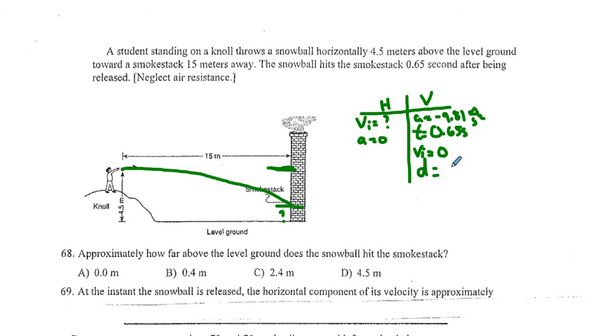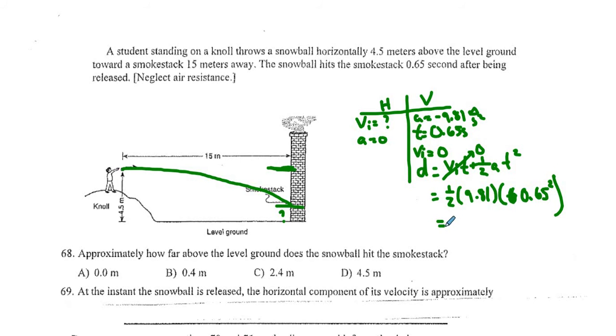Okay? So since d equals VIT plus 1/2 AT squared, the initial velocity in the vertical is 0. I take my 1/2 times 9.81 times 0.65 squared. And when I plug that in, I get a value of 2.1 meters. Okay, and once again, this is not how far it is above the ground. This is how far it falls. So if I take that away from 4.5, I get 2.4 meters.